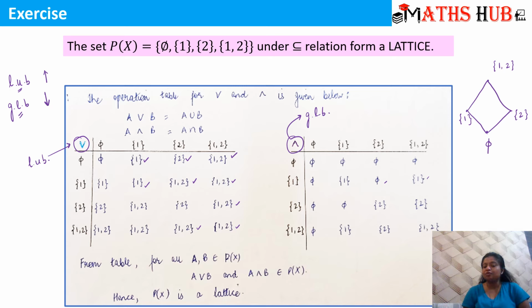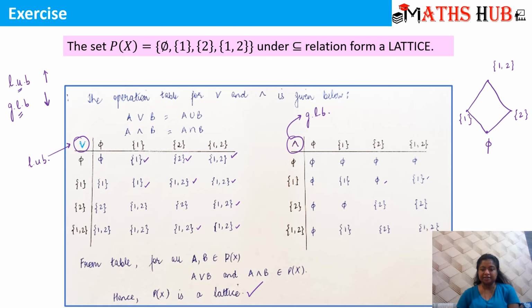Then the next is 2 and 2. So 2 and 2 will be the same element. 2 and 1, 2, the first point of contact is 2. And likewise, when we complete the entire table, we can see that all the elements that we are getting in the meet table, they all belong to the set Px. So that means any two elements you pick in Px, the join as well as the meet, they all belong to Px. So we can declare that Px is a lattice. Right?